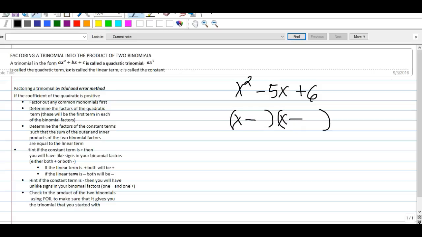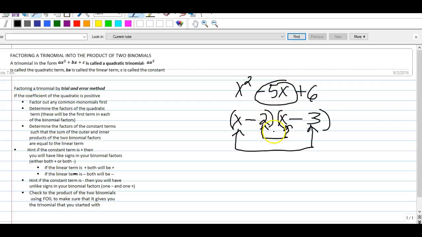And again, I call this trial and error because now I've got to determine the factors of 6. The factors of 6 are, again, 1 and 6 and 2 and 3. But I need to choose the factors of 6 that go in my two binomial factors such that the sum of the outer and inner product will give me a minus 5x. So the factors of 6 that will accomplish that are 2 and 3.